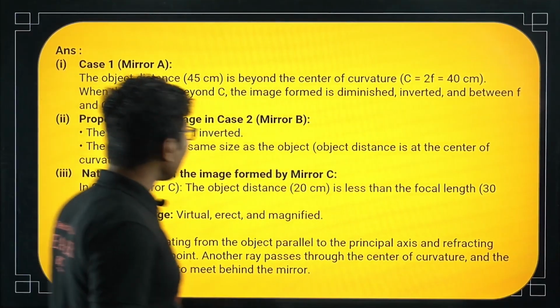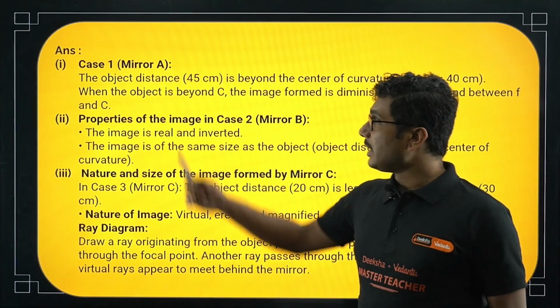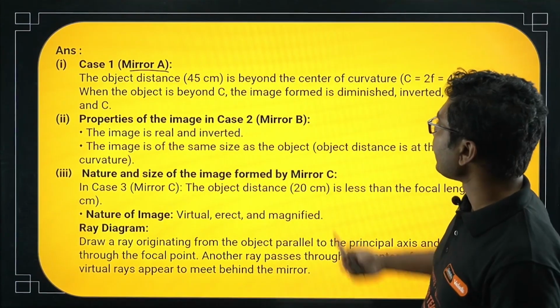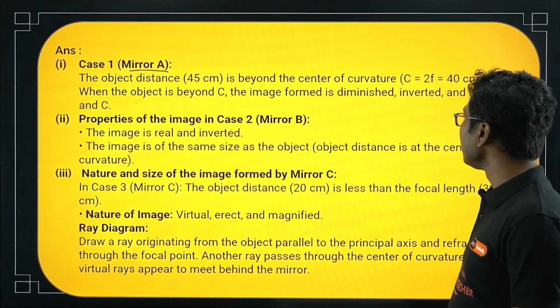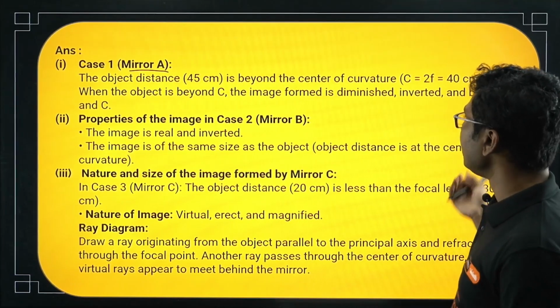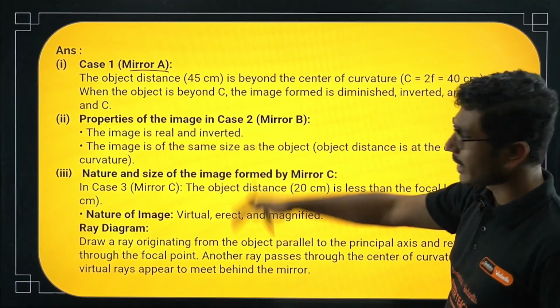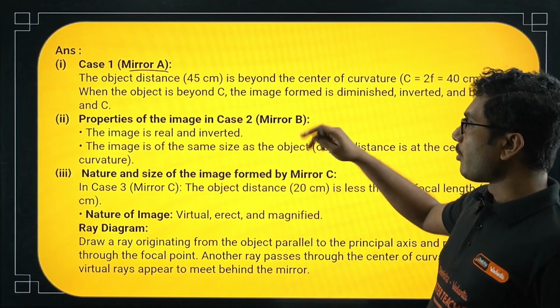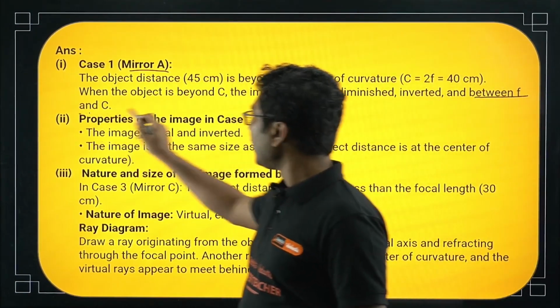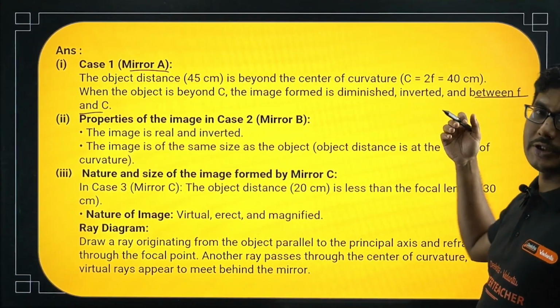Okay, let's see case number 1. The mirror, obviously mirror A. That was the answer. The object distance 45 centimeter is beyond the center of curvature, C is equal to 2f, 40 centimeter. When the object is beyond C, the image formed is diminished, inverted, and between F and C. Okay, properties of the image. The last part is optional, but before that, whatever is mentioned, you have to mention that.